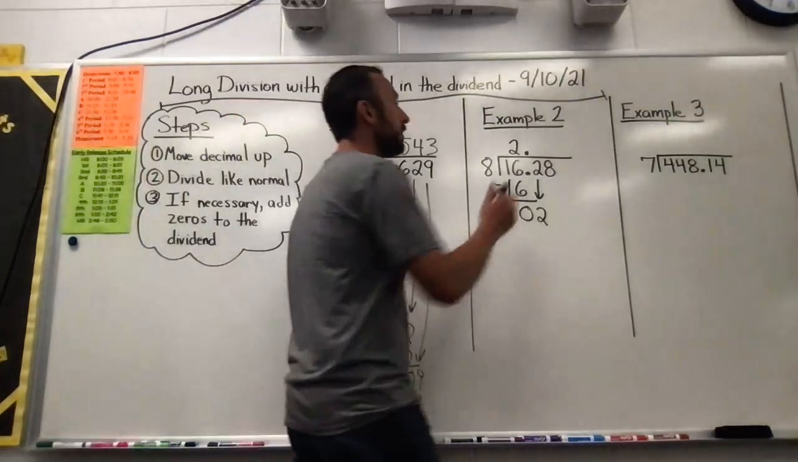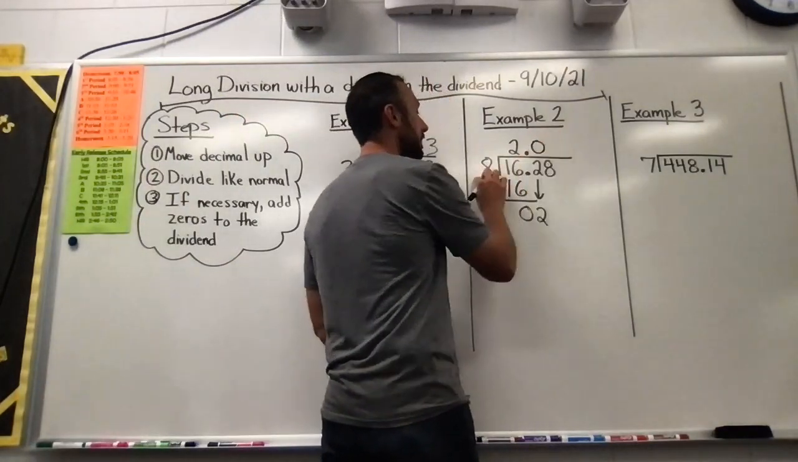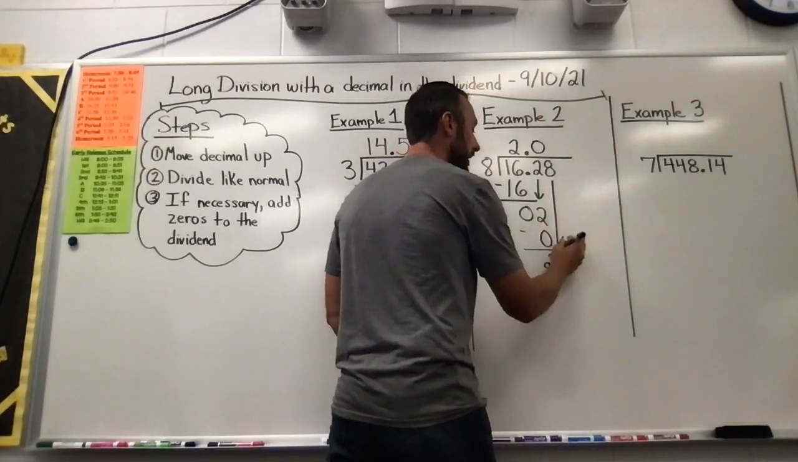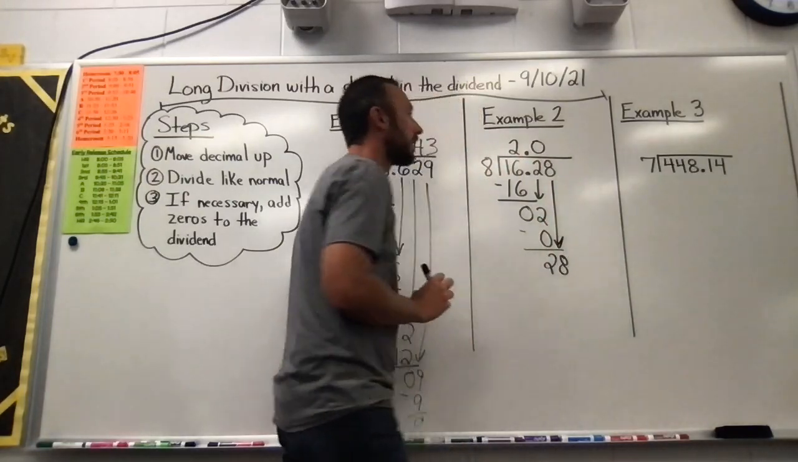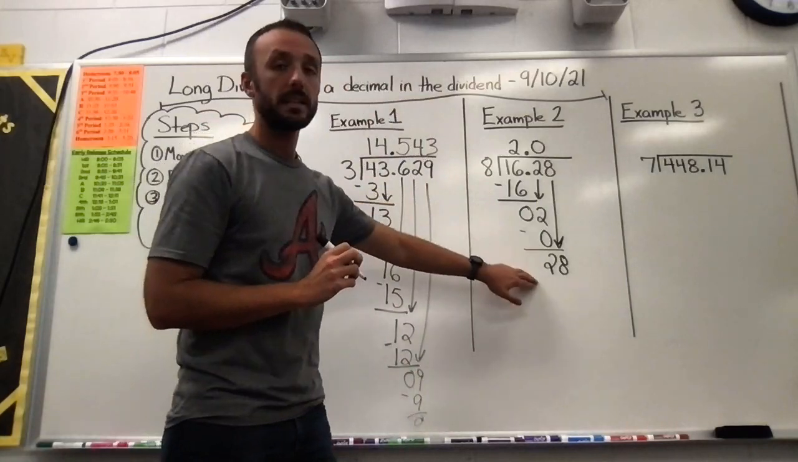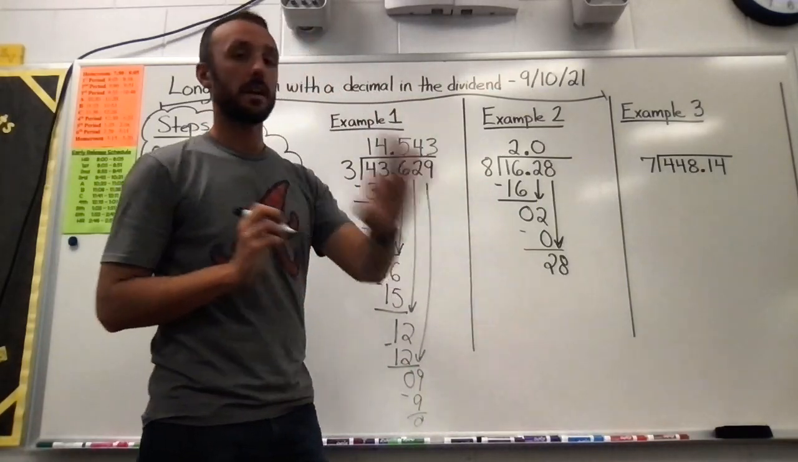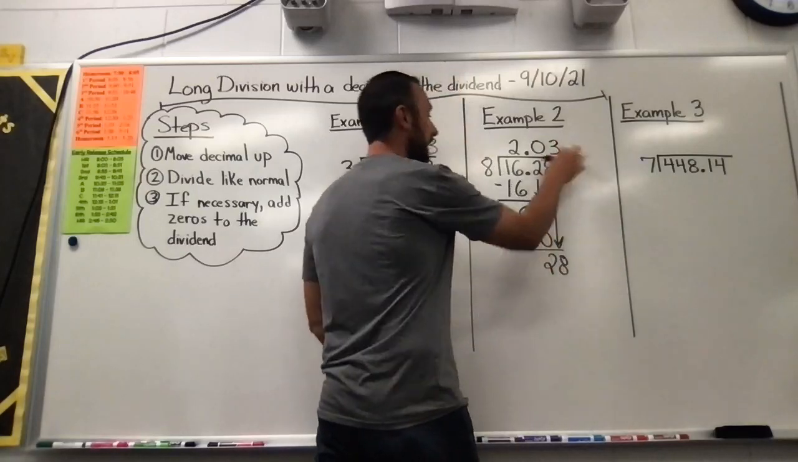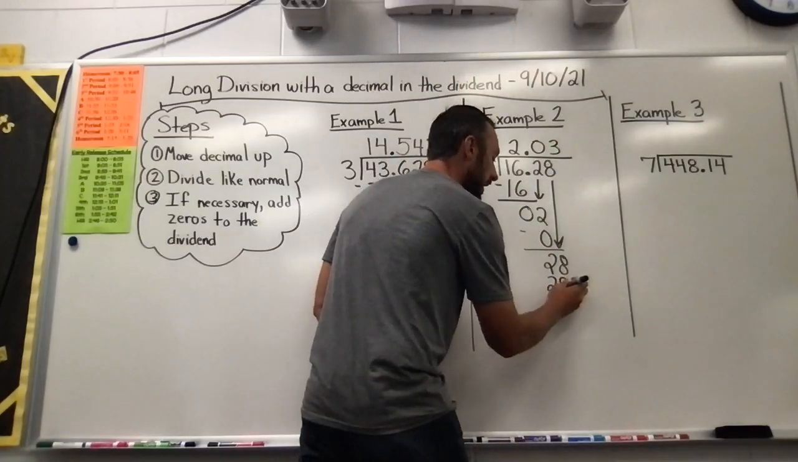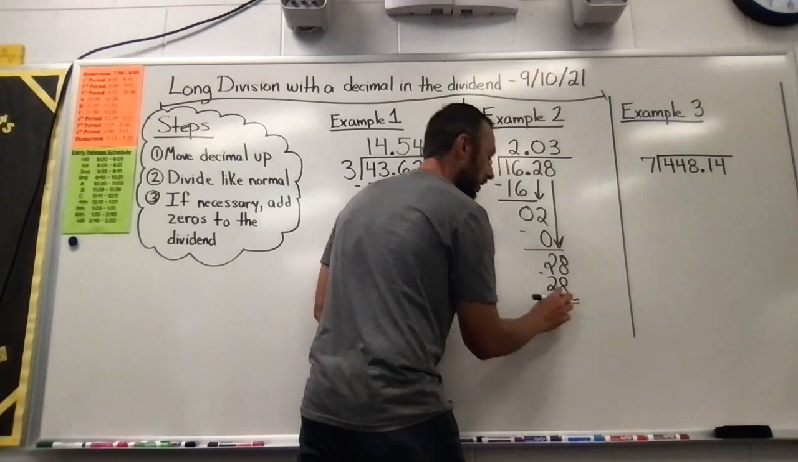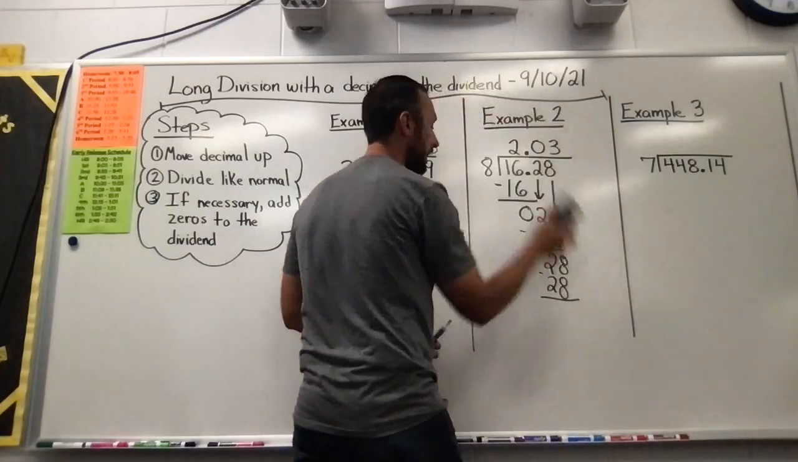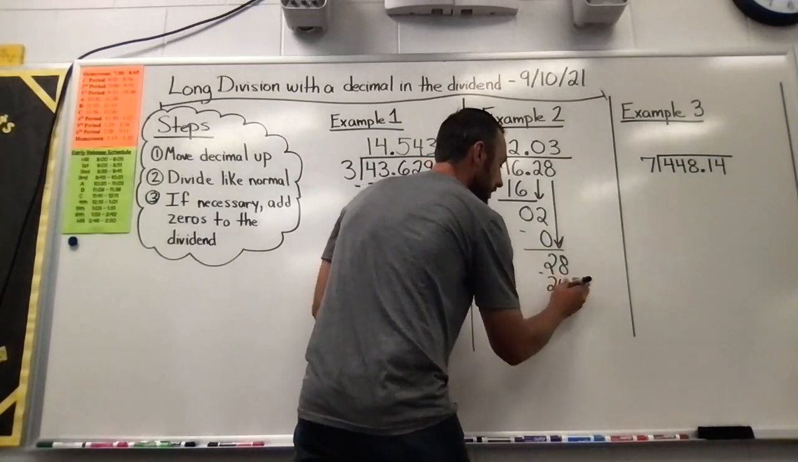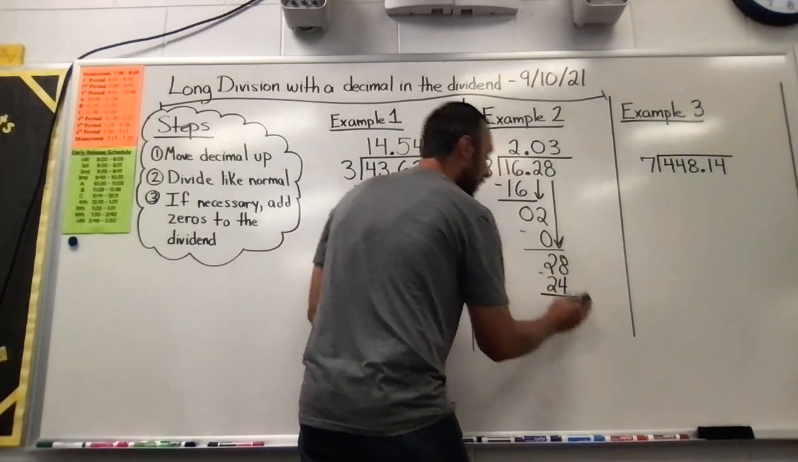That just tells me I have to put a 0 up here. 0 times 8 is 0. I subtract, I get 2. Bring down my next number, which is 8. Now, can 8 go into 28? Yes, it can. It goes in there 3 times. 3 times 8 is 28. I subtract, I get 4. Oh, I messed it up. 3 times 8 is 24. I subtract, I get 4.